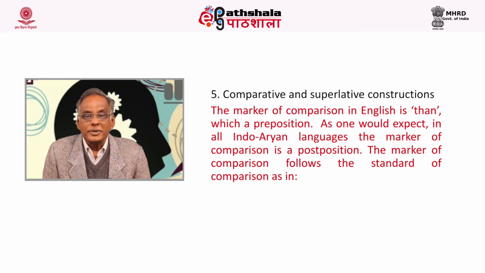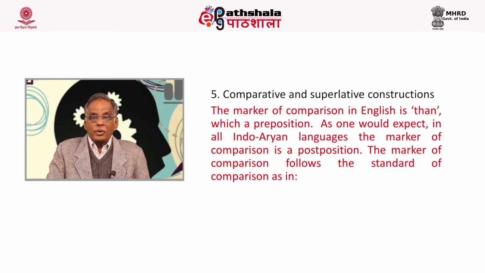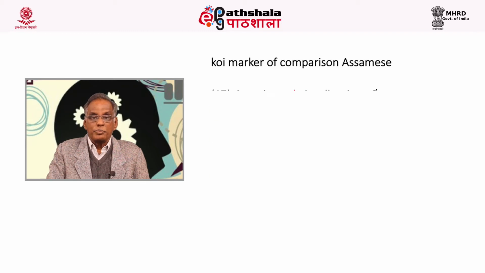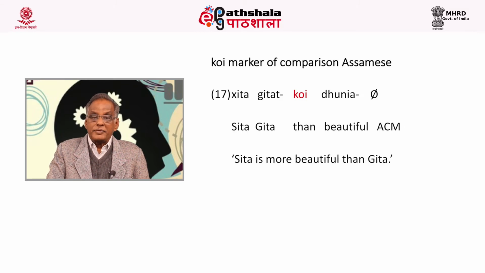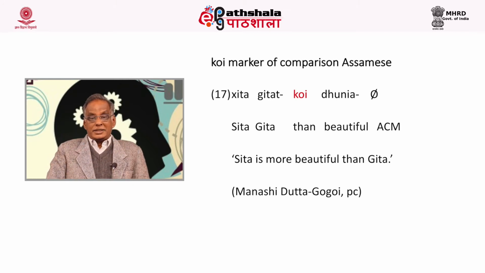Let us move on to the comparative and superlative constructions. The marker of comparison in English is than. So, in a sentence such as 17, Sita is more beautiful than Gita. Than is the comparative marker. The standard of comparison is Gita. That is, you are comparing Sita with Gita. So, as one would expect, since English has prepositions, than, which itself is a preposition, precedes Gita. Since Hindi and other Indo Aryan languages have postpositions, so what would you expect?